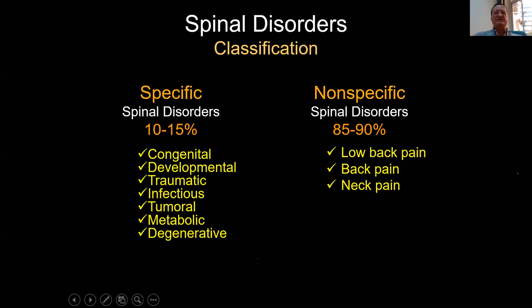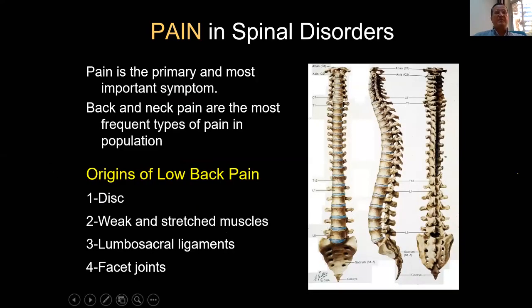The patients come to you with low back pain and neck pain. Even some have MR images with them that they bring to you. Most of them do not have specific diseases, which may comprise 10 to 15% of all spinal disorders. So, because of that, evaluation of pain is very important. Pain is the primary and most important symptom, and back and neck pain are the most frequent types of pain in the population, probably after headache.